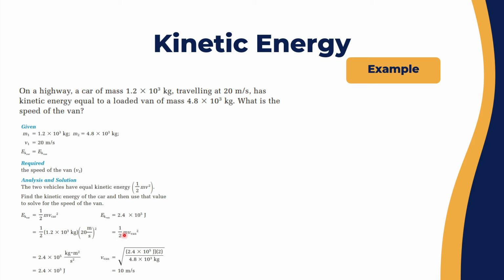Now we know the mass of the van. By rearranging the equation, v of the van would equal the square root of 2.4 by 10 to the power of 5, which is E kinetic, over the mass of the van, 4.8 by 10 to the power 3 kilograms, which would give you 10 meters per second.